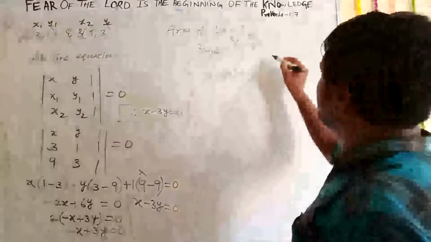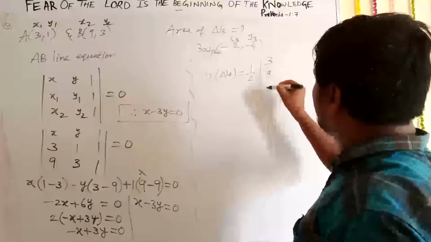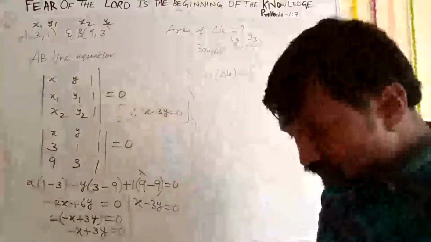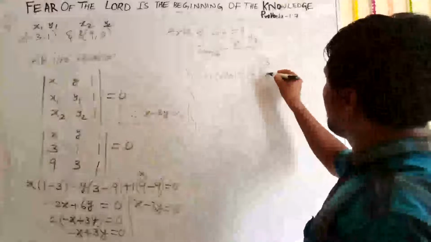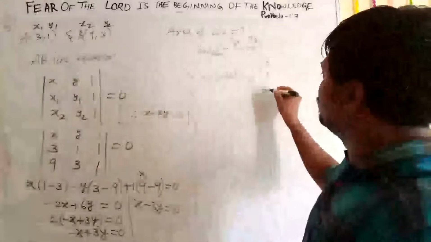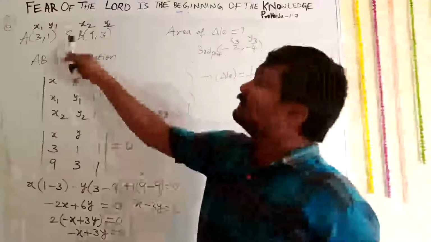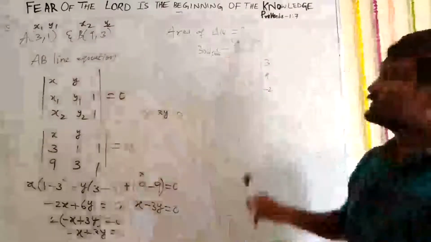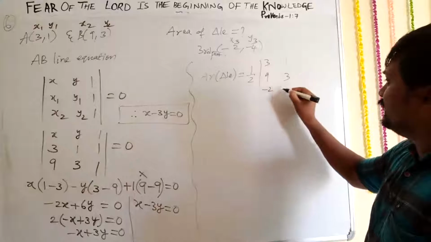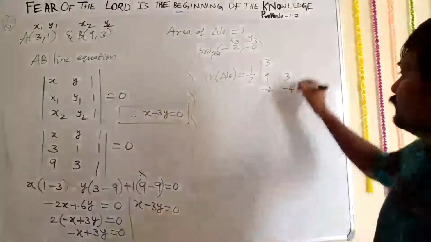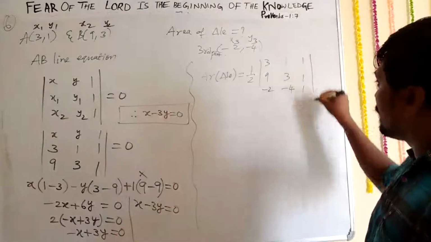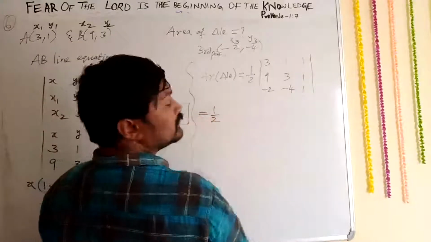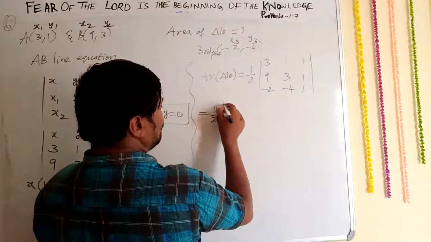Okay. So it is 3 and then 9, 3, 9, minus 2. Next, y1, y2, y3: 1, 3, minus 4. So write 1, 3, minus 4. Third one, 1, 1, 1. So just simplify it and you get your answer. Half, and then now you simplify this.